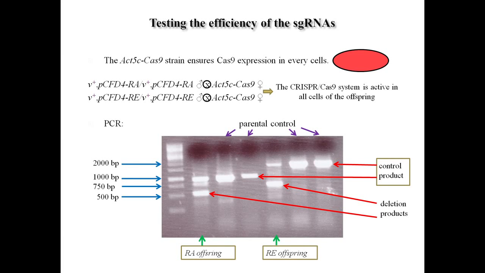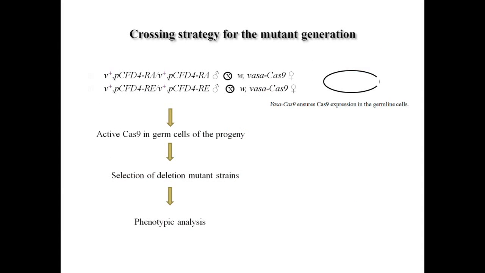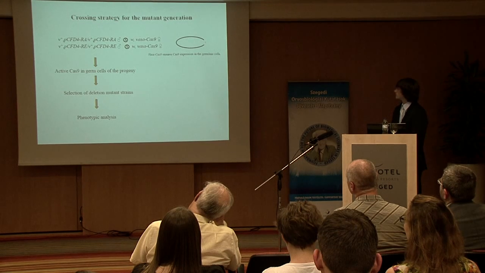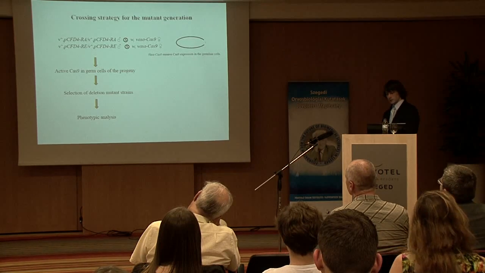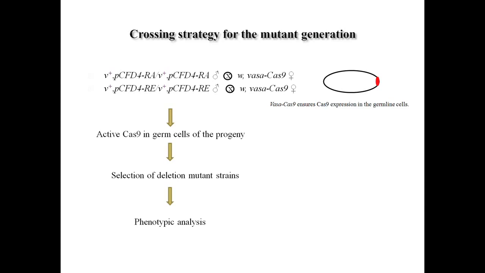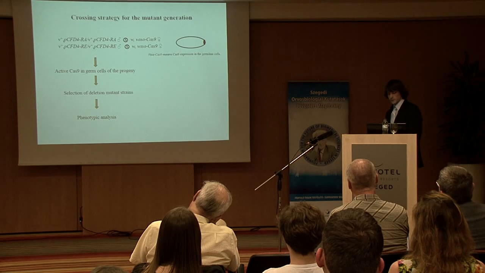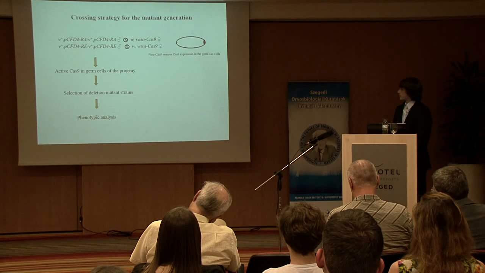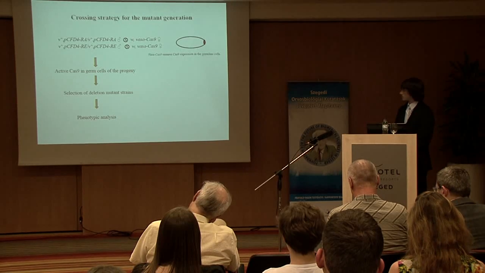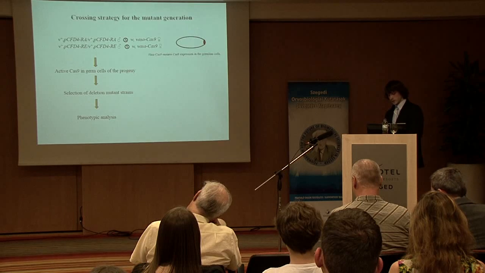To achieve my final goal, I crossed my homozygous strains to the Vasa Cas9 strain. This strain ensures Cas9 expression only in the germline cells, so the mutation can be inherited into the next generation. Currently, I'm in the middle of this experiment. I will have to select for the deletion mutants and then establish stable stocks for each isoform-specific deletion. But based on my pilot experiment, I'm really close to the isolation and the phenotypic analysis of these isoform-specific mutations.